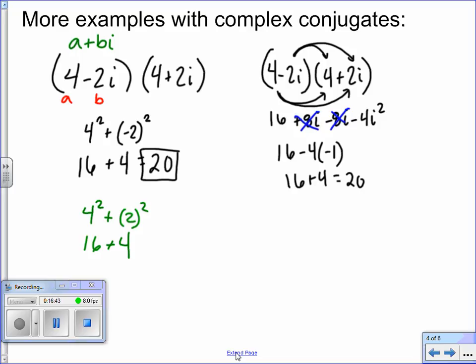It'd be the same if I gave you a complex number like -7 plus 3i. Well, a is -7, but when you square it, it's going to be 49. So it will be positive there.